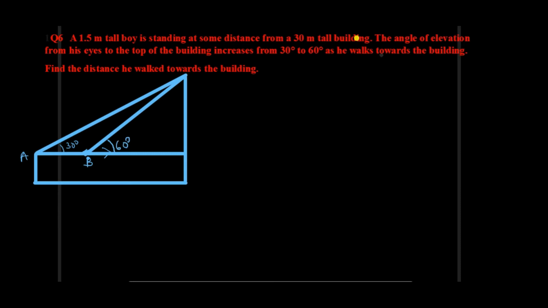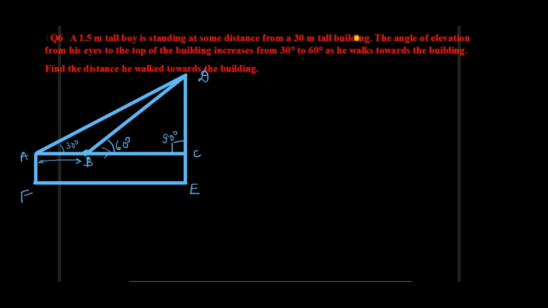So now it is asking us, find the distance he walked towards the building. That means we have to find this distance AB. So we need to find AB. Now let's name this also. If this is A, this is B, let's name it as C, let's name it as D, and let's name it as E, and let's name it as F. Now we can see two triangles. This is obviously 90 degree.